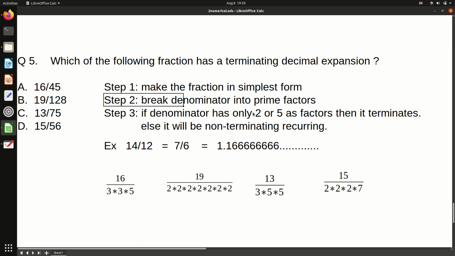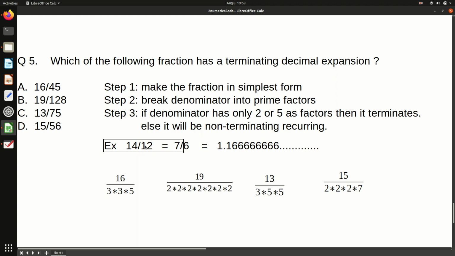So you have to do the prime factorization of the denominator. Now if the denominator has only 2 or 5 as factors, then it terminates, else it will be non-terminating recurring. It means now you have to check the denominator. Is it having only 2 or 5? Then it will terminate. And if you have something apart from 2 or 5, like 3, 7, 11, then it will be non-terminating. So these simple steps we have to follow and you will easily solve it.